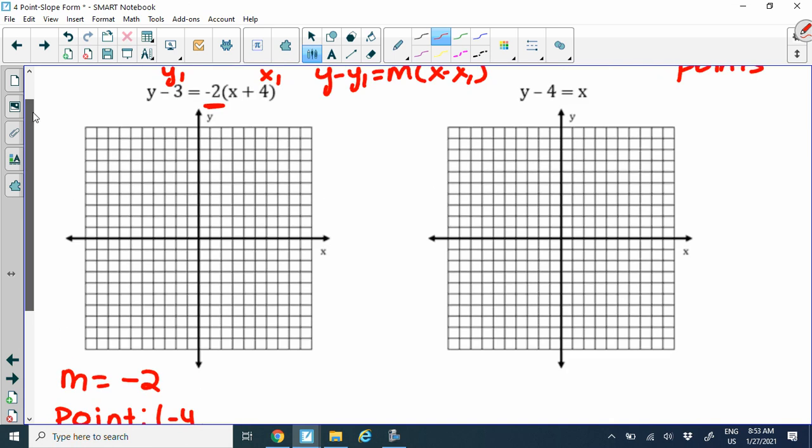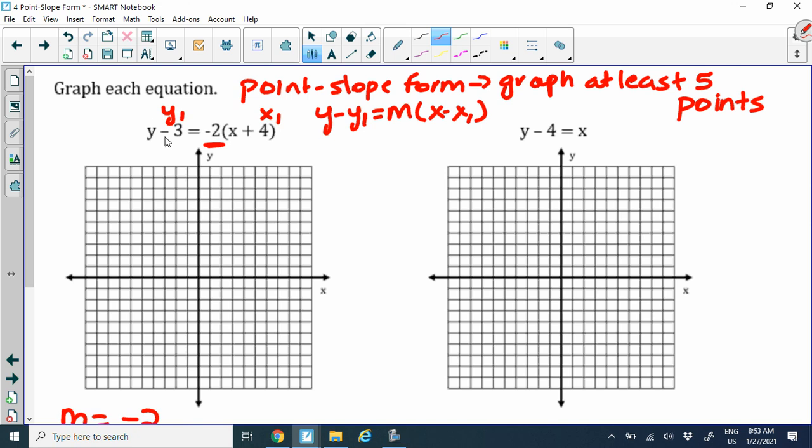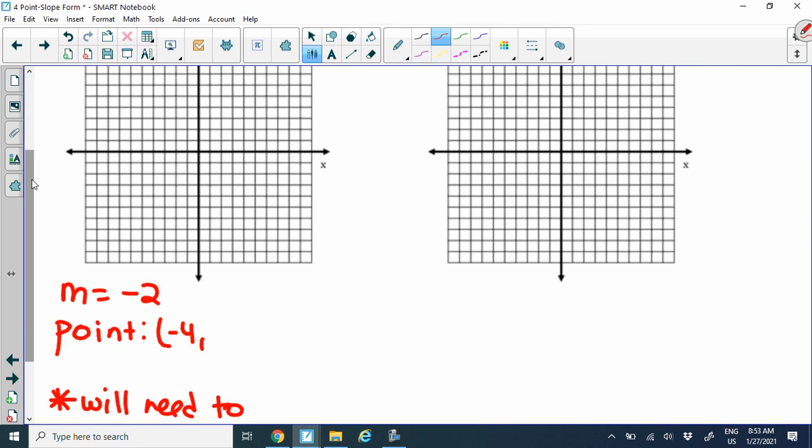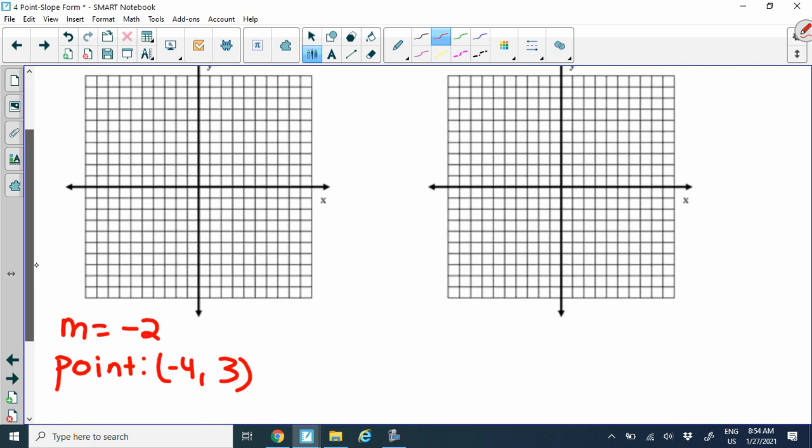Now, let's do that for the y. So our y sub 1, though it says y minus 3, we have to do the opposite of what we see. So that's actually going to be a positive 3. Okay, now from there, let's plot the point negative 4, 3. I go over 1, 2, 3, 4. Up 1, 2, 3. Now, what I'm going to do is use my slope to plot 4 other points.